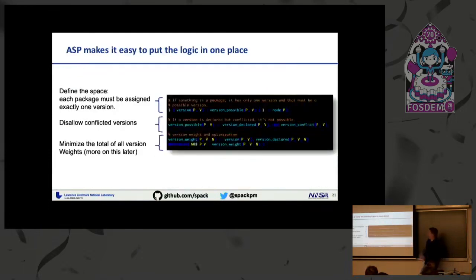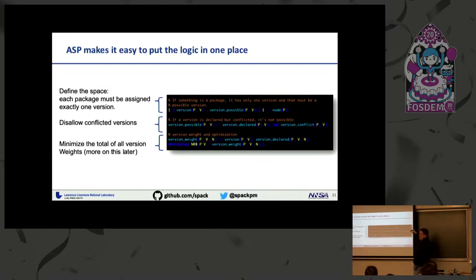And so just to give you sort of a flavor of what this looks like, ASP makes it pretty easy to put what was once very complicated logic in sort of our custom solver into one place. So the things that you do when you're writing an ASP solver are you define the space. This just says that there's, for every node in the DAG, it has one possible version. That's it. These are cardinality rules. They say I have one version per node. That's what my space looks like, at least for this part.